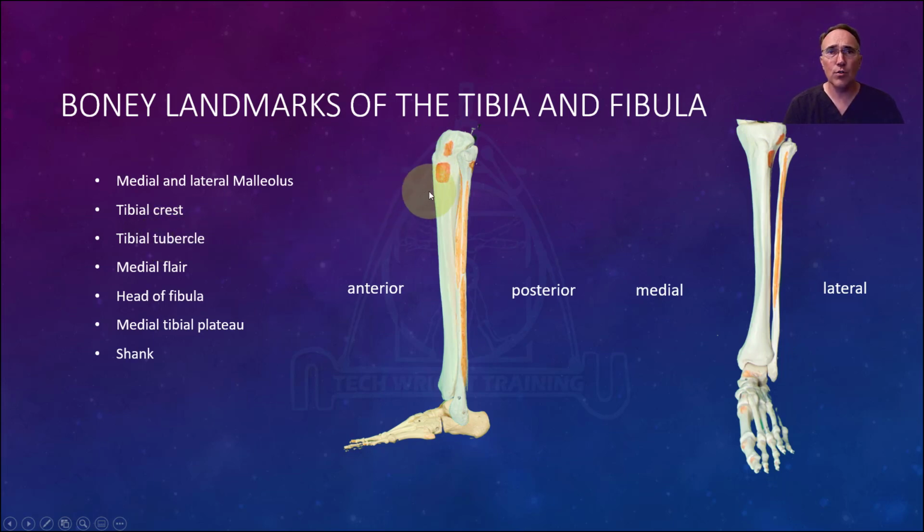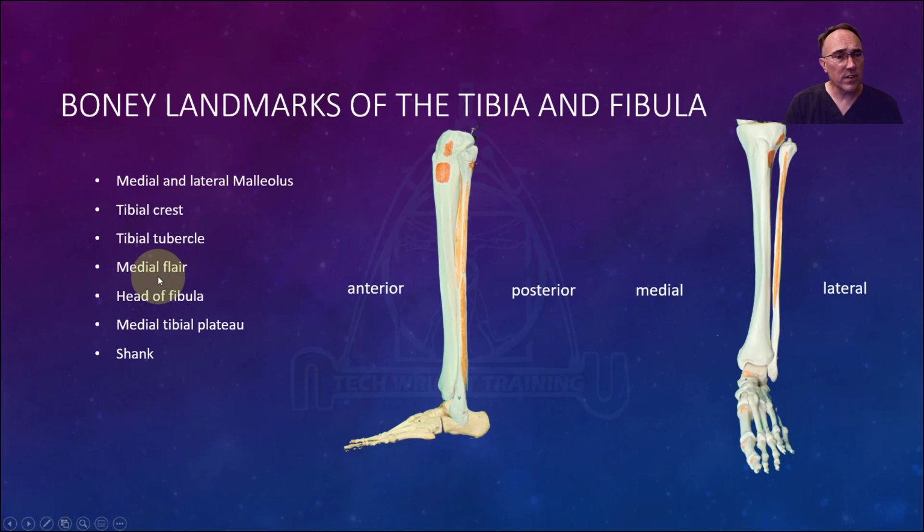Whenever you hear the word tubercle, if you think of a potato, potatoes are tubers. And so just think of a little potato sitting on top of the bone. So your tibial tubercle is just a small bump on a bone. So that's what this is, the tibial tubercle. We use this one a lot, again, for measurements when we're doing prosthetics and orthotics.